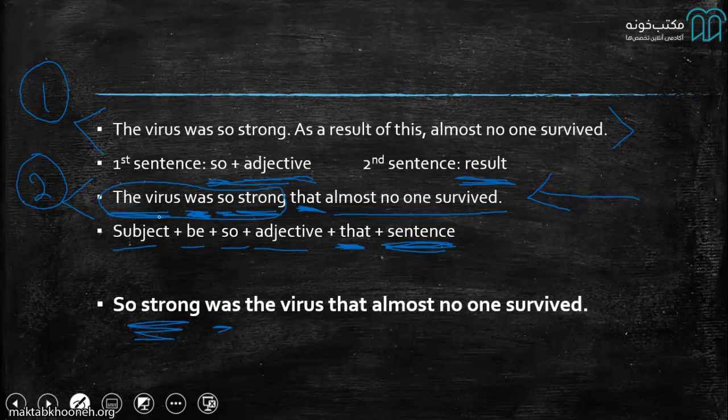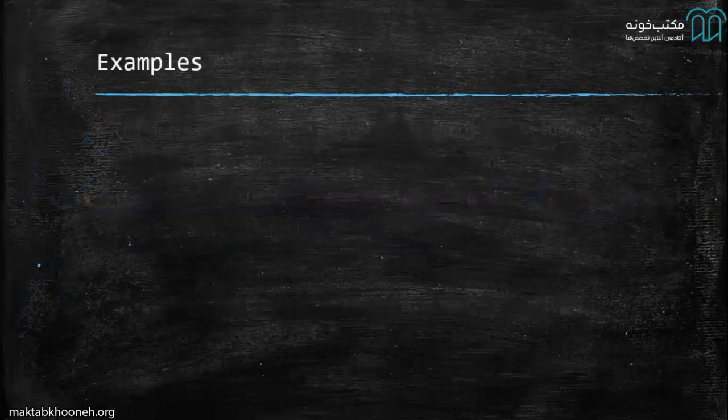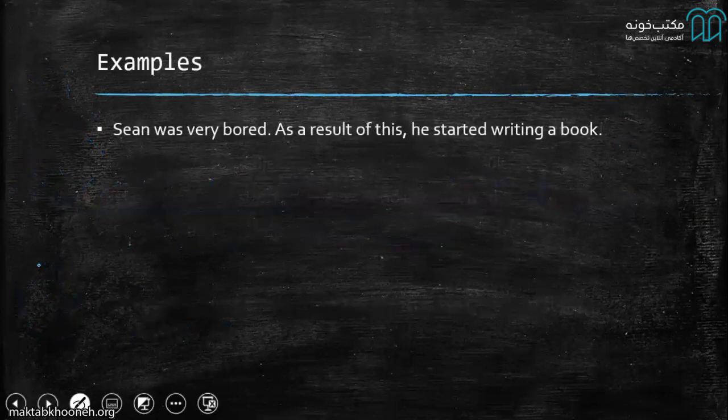The virus was so strong, so strong was the virus. She was so beautiful, so beautiful was she, right? That's all that's happening. That would be your final step. Now, let's take a look at some examples to make this come to life. Sean was very bored. As a result of this, he started writing a book. So that's my first sentence. Well, two sentences actually, but that's the first step.